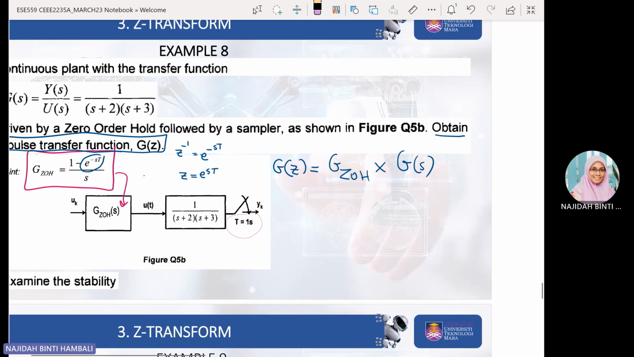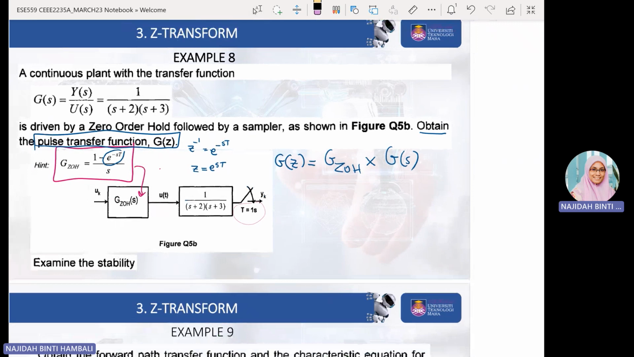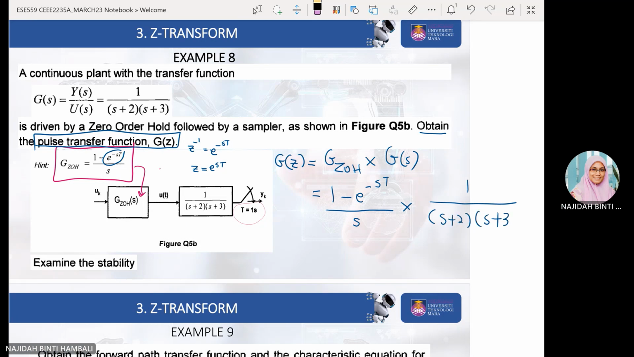Now, you plug in your zero order hold equation. So this is still in the S domain. Multiply with the given transfer function. So what do you think the next step is? Multiply.